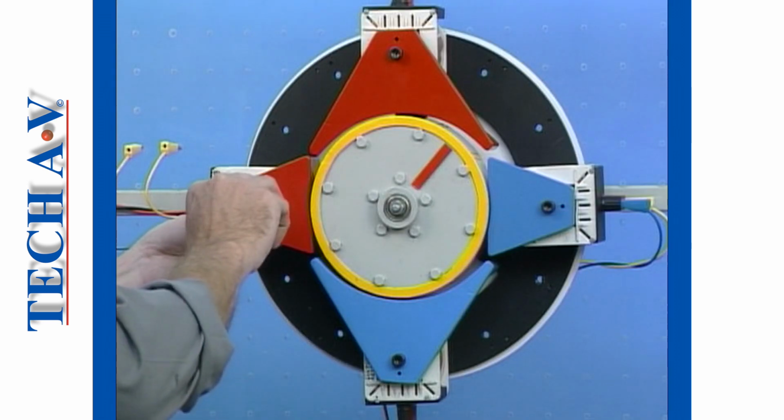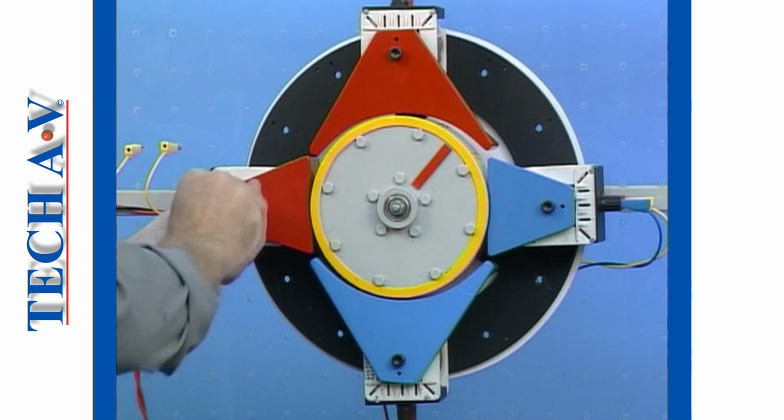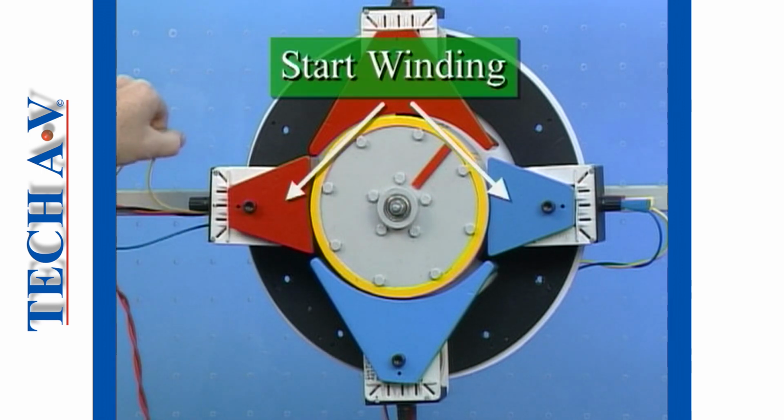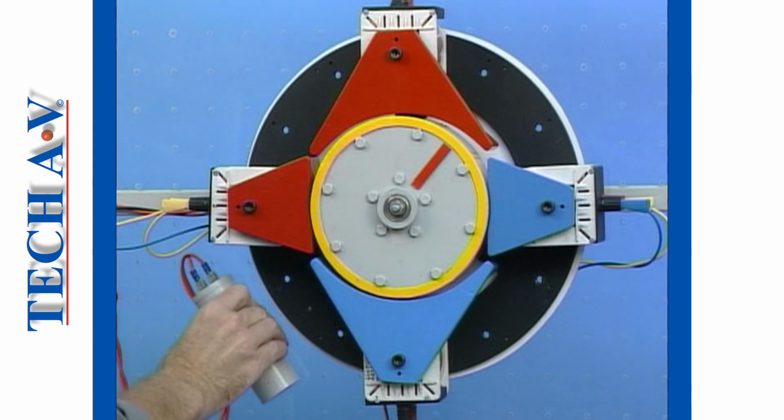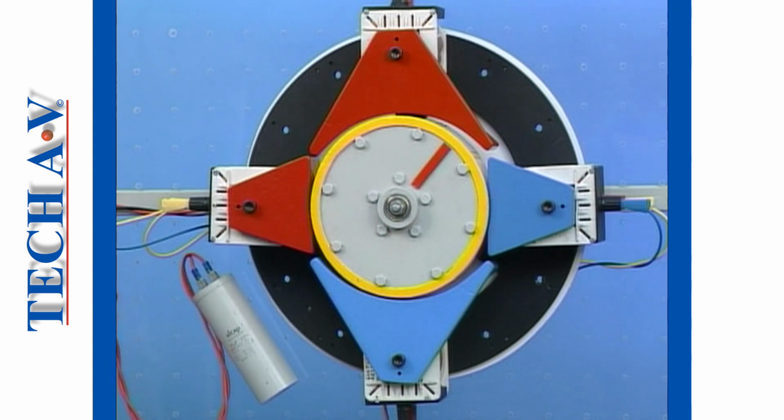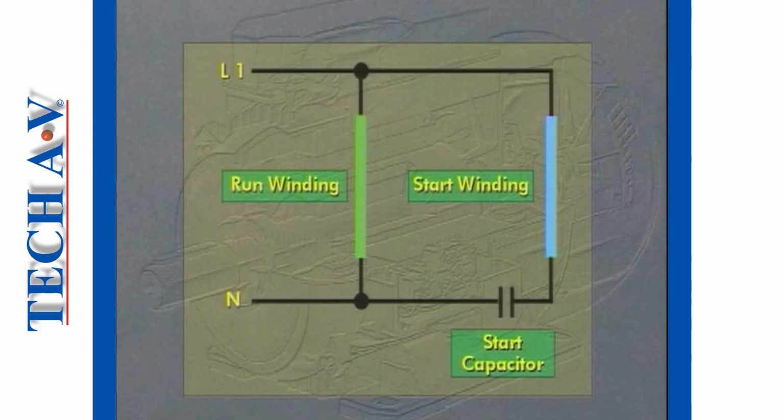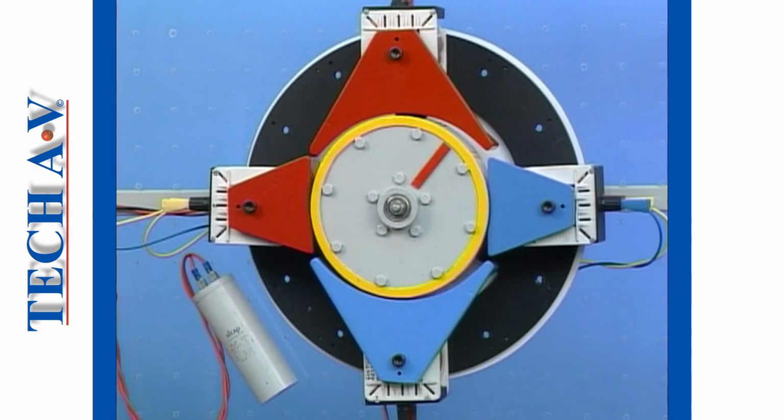A more practical way of generating a force or starting torque is to add an auxiliary or start winding and position it at 90 degrees to the main or run winding. Then, by connecting a capacitor in series with the start winding, the current in the start winding will lead the current flowing in the run winding. When the run and the start windings are energized, the rotor self-starts due to the combined effect of the rotating field produced by the two sets of windings.